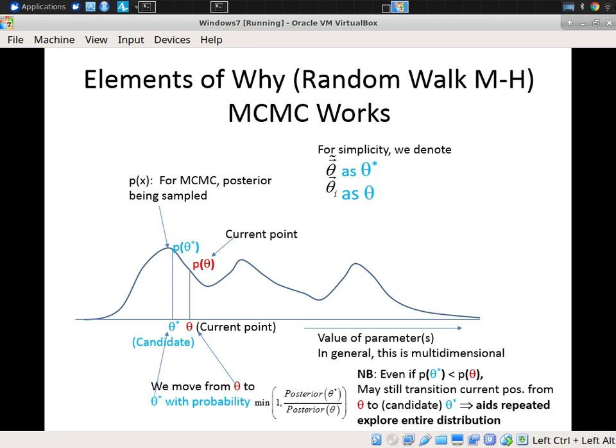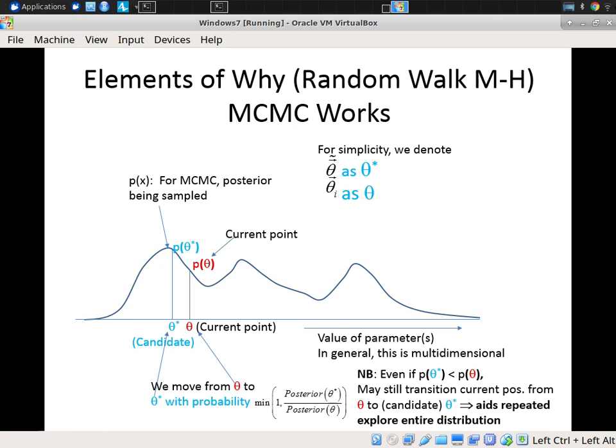That's what P of X is, the posterior being sampled. And we need to take the ratio of those. That's why it doesn't matter that it's the posterior times some constant, because in the ratio, the constant cancels out. So it's P star over P that we're interested in. How much better is P star in terms of posterior value than P of theta? That's what's down here at the bottom. So with this ratio, we're going to accept the candidate if its posterior is higher.